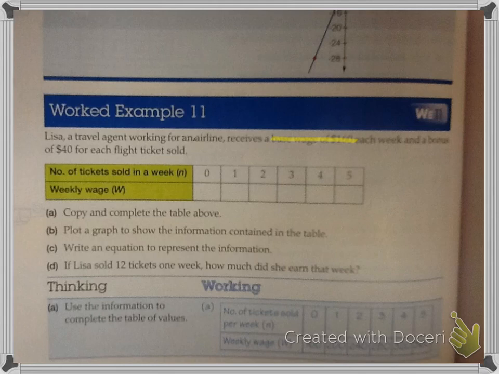Well, we know she gets $160 no matter what. So if she has a week where she sells absolutely no airline tickets, she still makes $160. If she sells 1 airline ticket, she adds another 40 to her 160, and you can see that she gets 200. Obviously she goes up by another 40, so on and so forth, adding 40 for every extra ticket that she sells. And again, what we're creating then are coordinate points that we can plot on a particular graph.